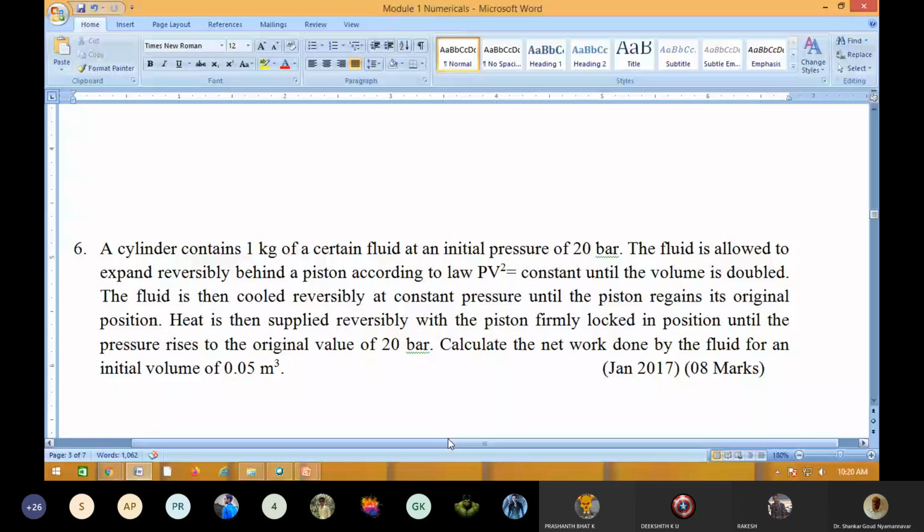Okay. Regains its original position. What does it say? Piston regains its original position. It was in position 1. It moved to position 2. So volume changed from 1 to 2. Right? Regains its original position means it comes back to the original position. So what is the meaning of that? Volume will change from V2 to, after the end of the second process, what will be the volume?